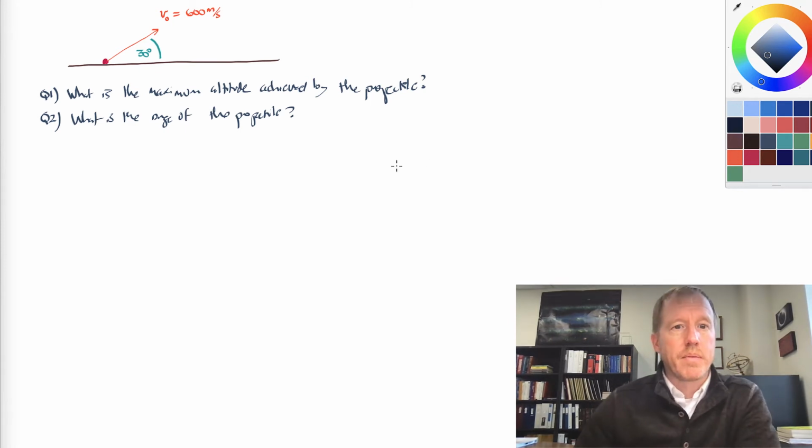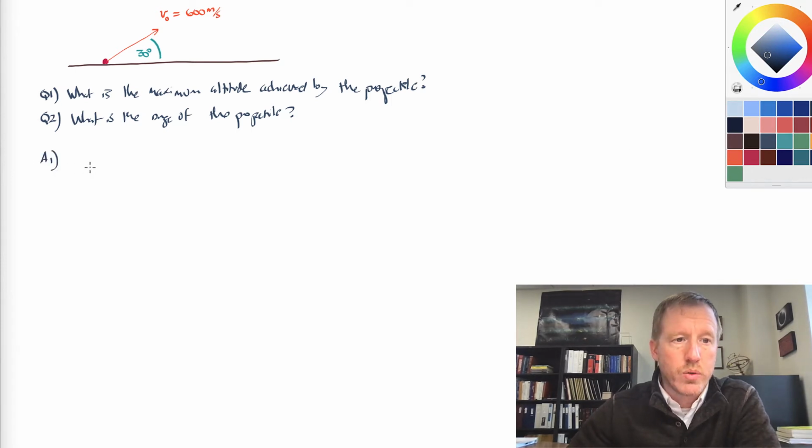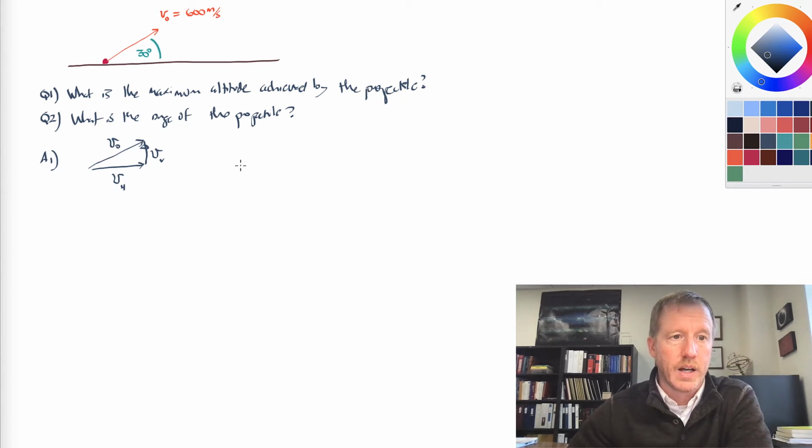What is the maximum altitude achieved by the projectile? Well, the altitude is determined by the vertical velocity, that is how fast you're throwing it upward. So here's the answer to question 1: we need to imagine the velocity as being decomposed into a vertical part and a horizontal part. This is the muzzle velocity, this is the vertical part of the velocity, and this is the horizontal part of the velocity. And we again know this angle in here to be 30 degrees.